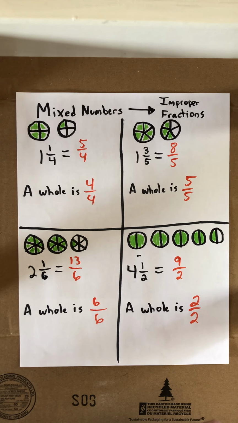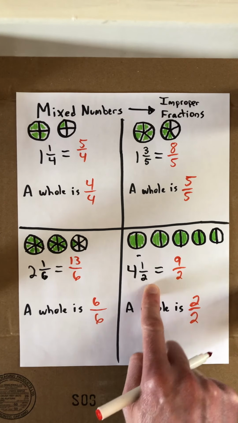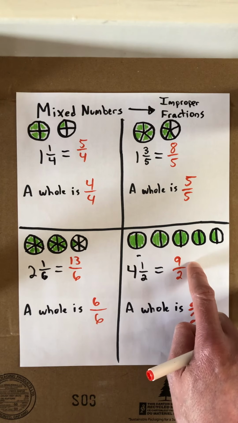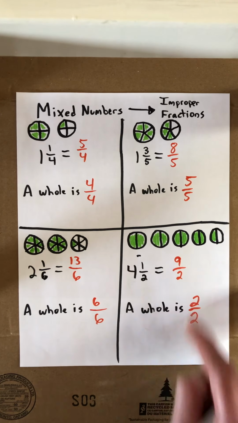Or I could use the trick, which most students prefer. I do the whole number, multiply it by the denominator, and add it to the top. 4 times 2 is 8. 8 plus 1 is 9. 9 out of 2, or 9 halves, is the same thing as 4 and a half.